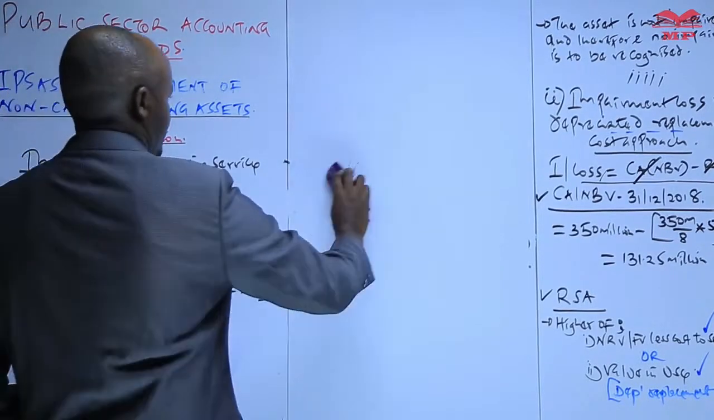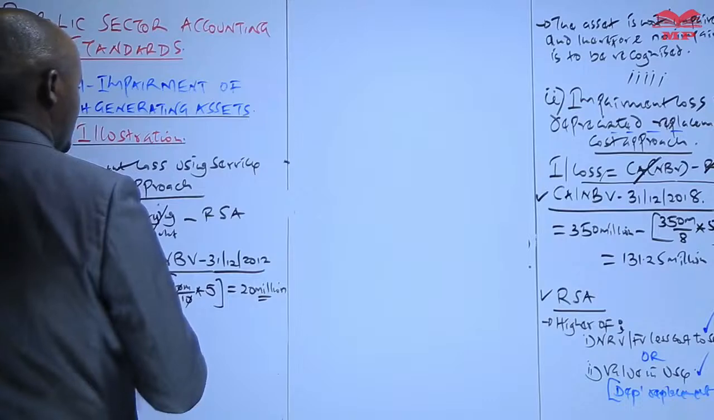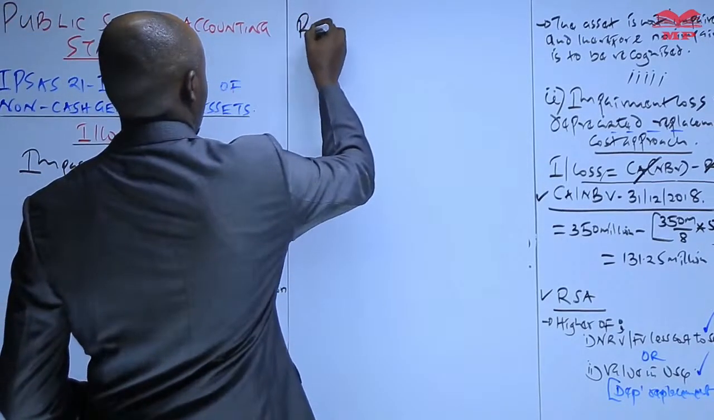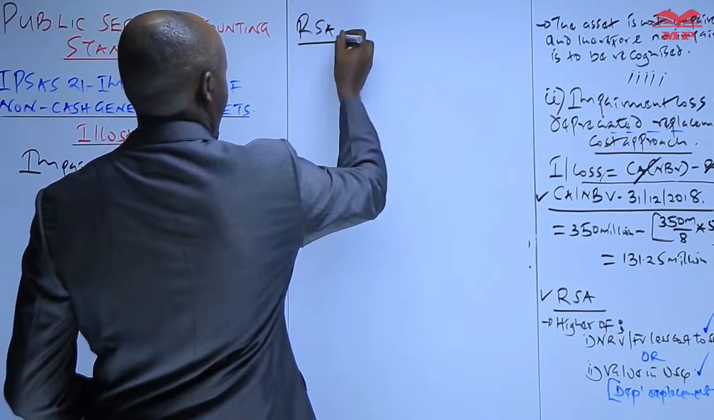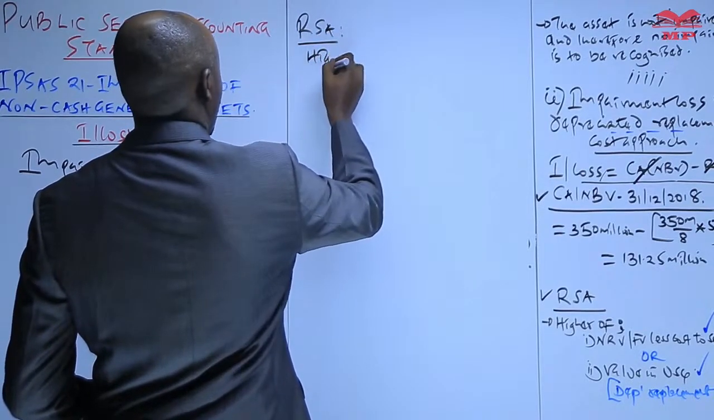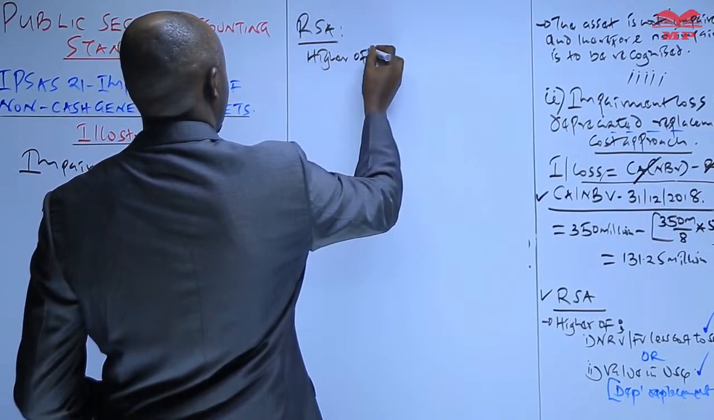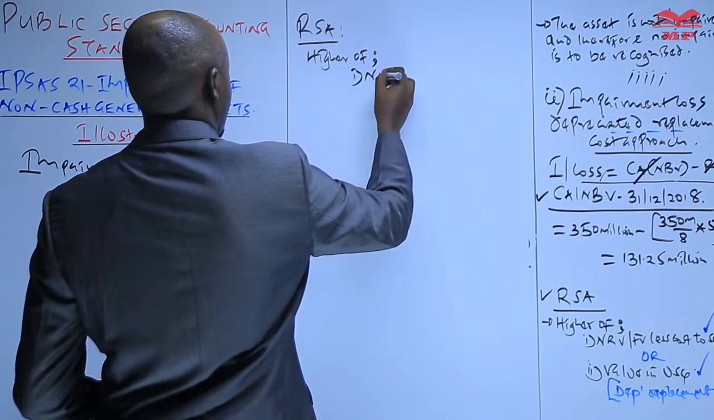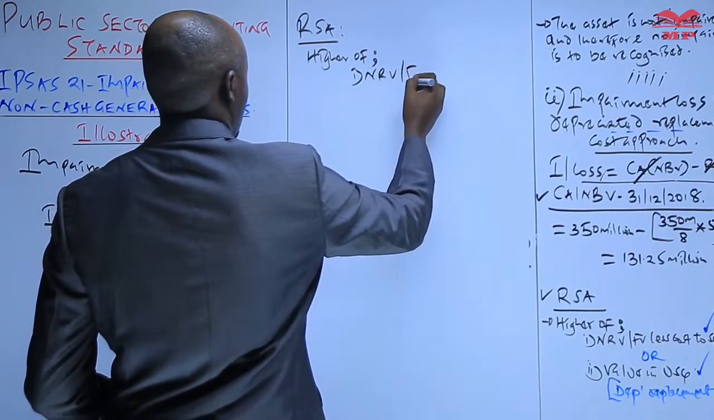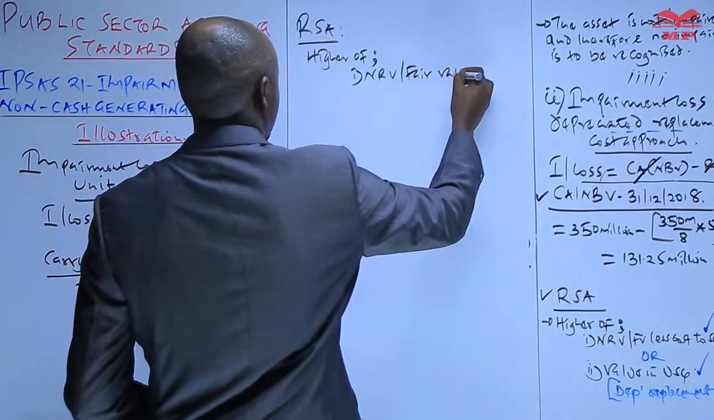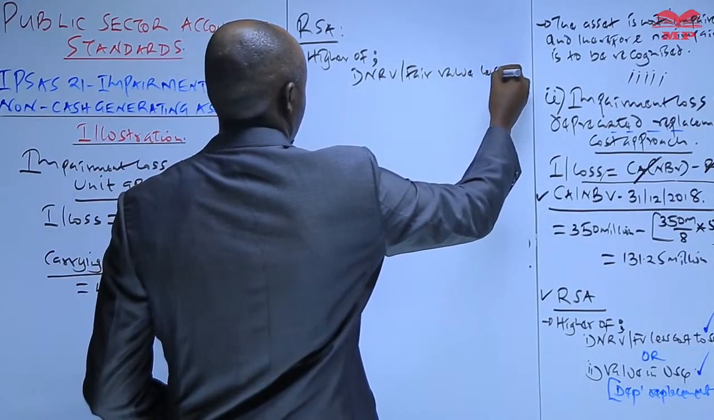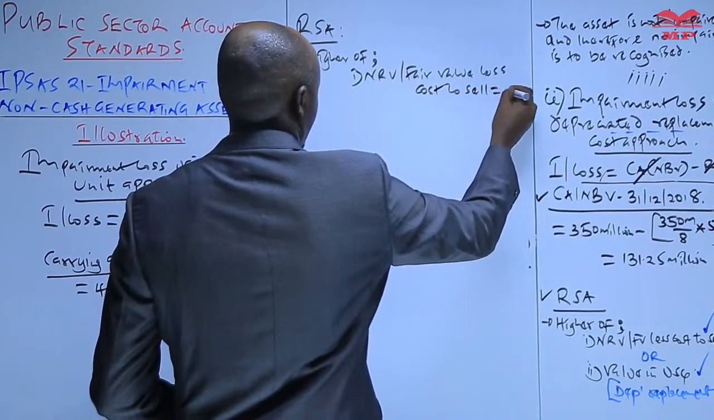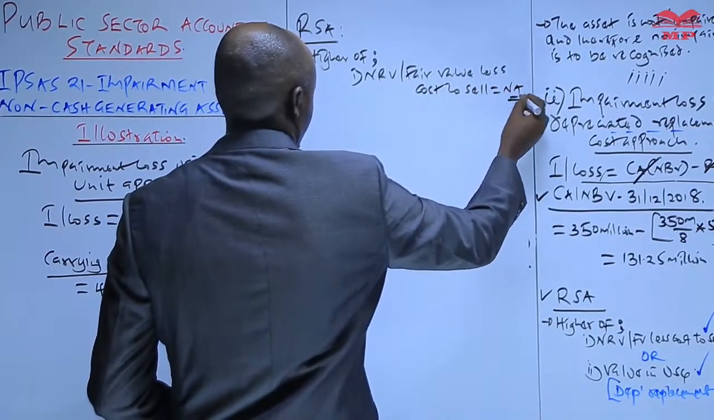So having that, we proceed and now determine the recoverable service amount. The recoverable service amount, which we know by now is the higher of two values. Higher of number 1, the net realizable value, or the fair value less cost to sell. And in our case, equally, we are not given this.